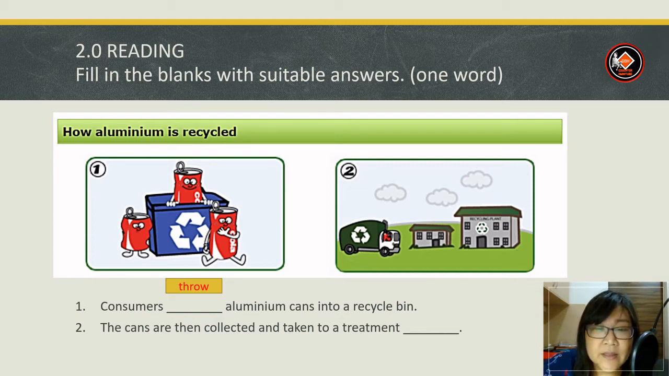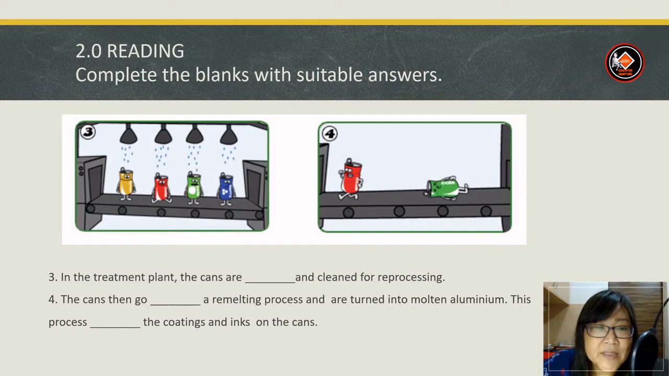The cans are then collected and taken to a treatment plant. So for the word throw, you can also use the word discard. Let's continue with step 3 and 4. In the treatment plant, the cans are blank and cleaned for reprocessing. So the answer is, the cans are sorted and cleaned.